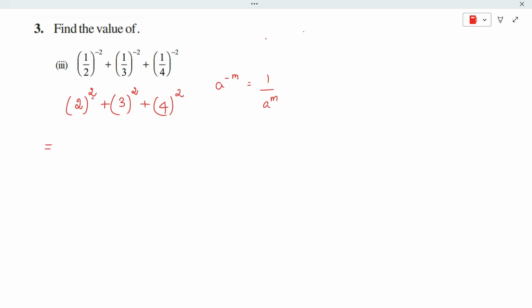So now, what is 2 power 2, 2 square? It is 4. 3 square is 3 times 3. Please don't confuse and multiply the base with the power. Many students will have this misconception and multiply 3 times 2 is 6. But 3 square is 3 times 3, isn't it? 9. And 4 square is 16. So the answer is going to be 29.